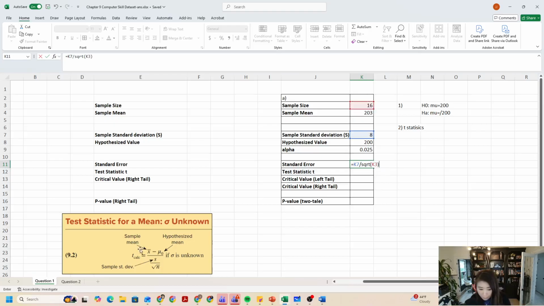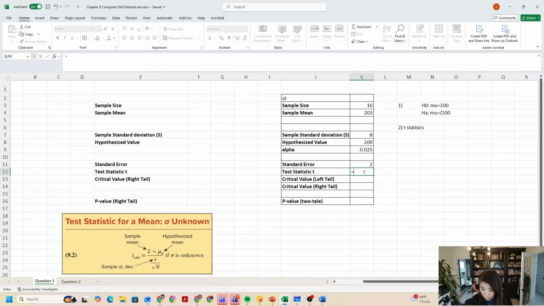Okay, so basically we are trying to follow this formula to calculate the denominator here using s divided by the square root of n. We give that the name standard error. Okay, we push enter, so we got 2. Now we are able to follow this formula to calculate the t-stat.